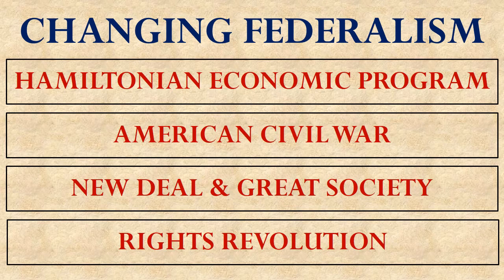This lesson is one of a series about historical changes to American federalism. In previous lessons, we learned about the Hamiltonian Economic Program and the American Civil War. And in this lesson, we'll learn about the New Deal and the Great Society.